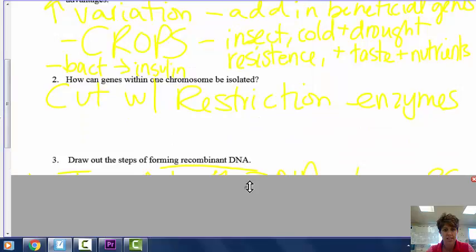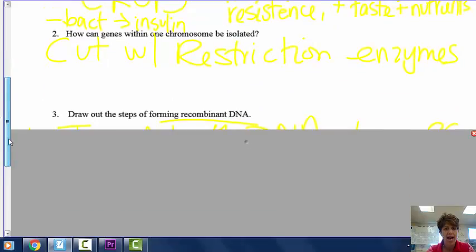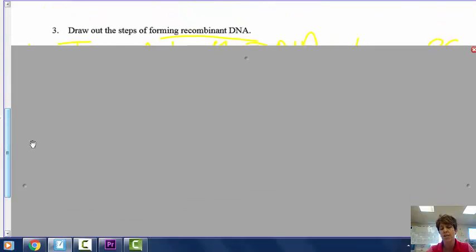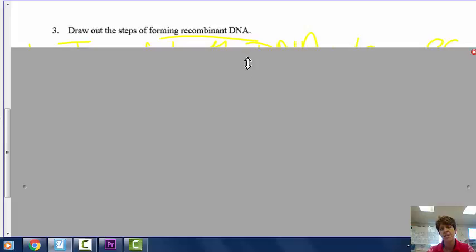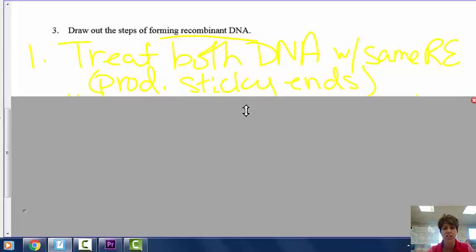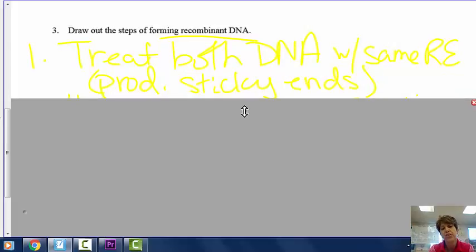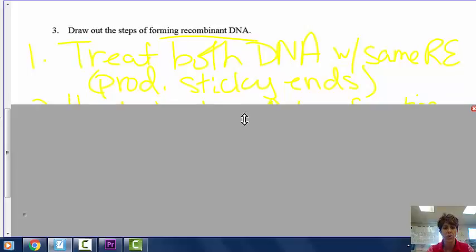All right, next question. Draw out the steps of forming recombinant DNA. So you might want to do this as a picture. I just actually wrote it out as words. The first step is you have to treat them both with the same restriction enzymes. So when you're treating the DNA, you're cutting it, and if you cut them with the same restriction enzymes, they're going to have the same sticky ends. So you're going to have a spot that you're going to be able to add the new piece of DNA to in the existing organism.